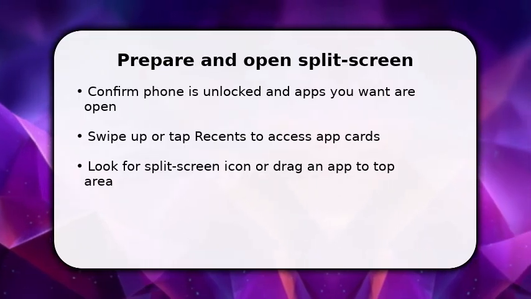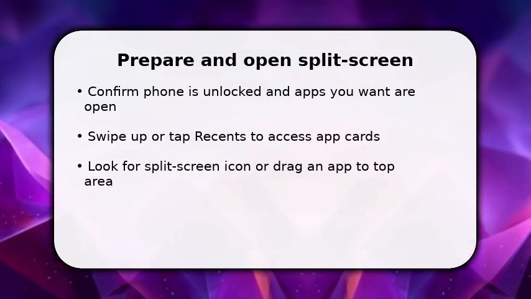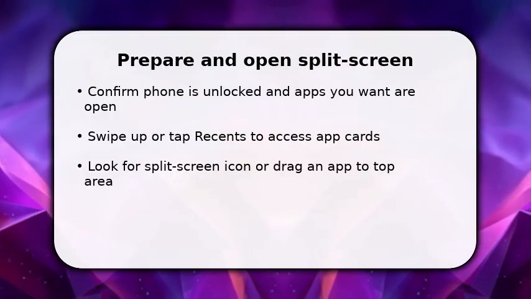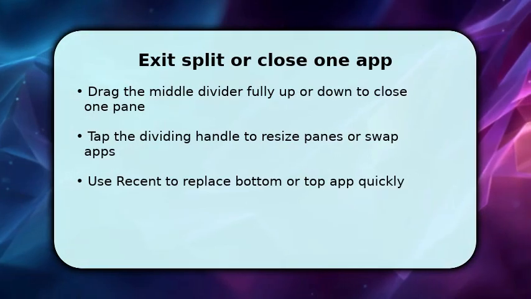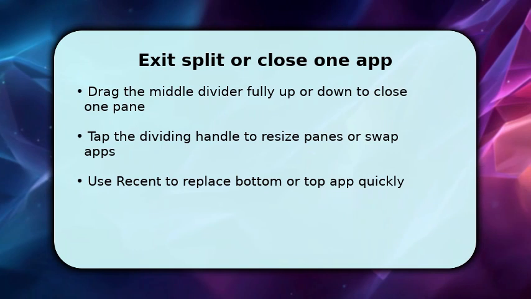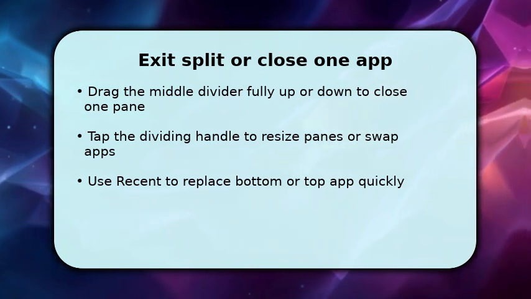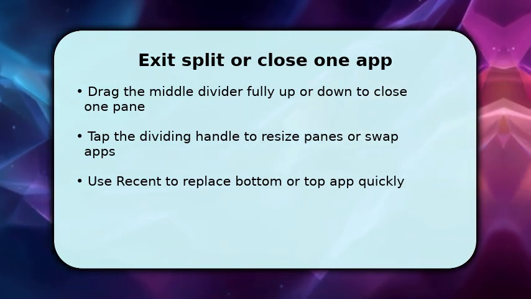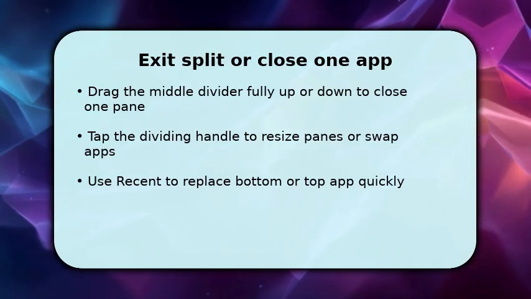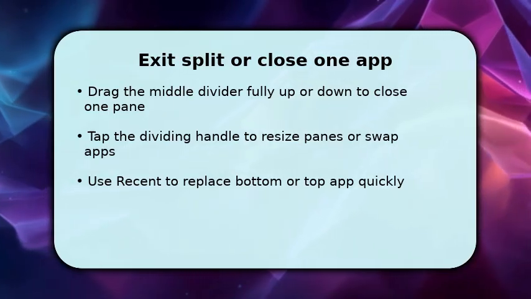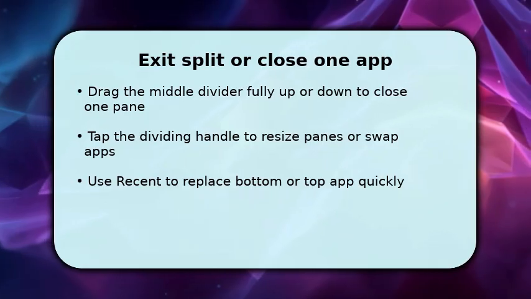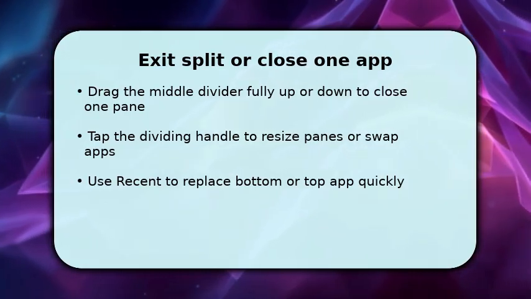Some full-screen games won't. This puts one app on top and leaves space below for the second app. Once the split is active, you can remove it by dragging the divider all the way to the top or bottom. That closes one pane and returns you to single app view. You can also tap the handle and drag to resize, or use the swap button to switch positions. This helps when one app needs more space.